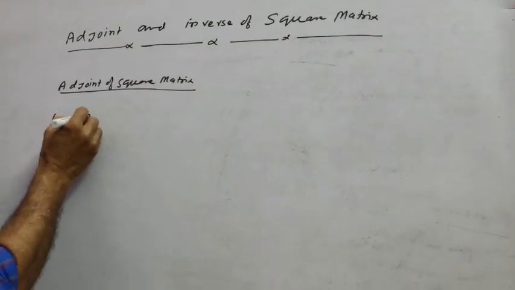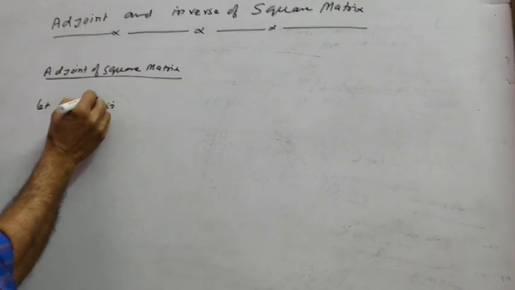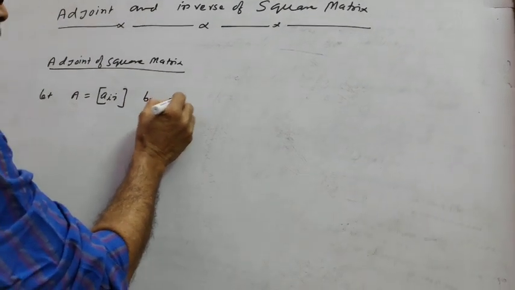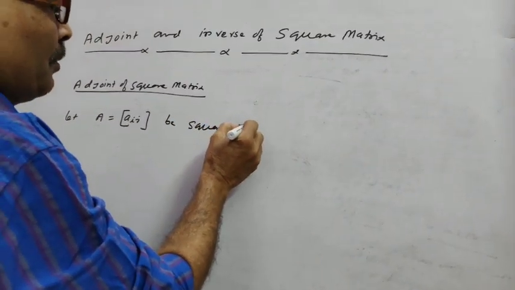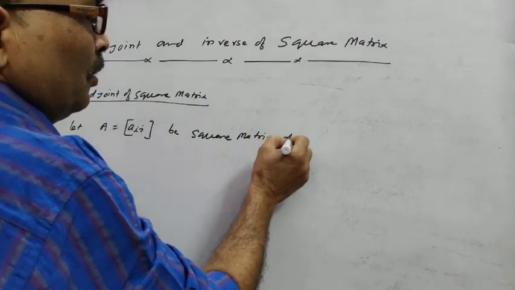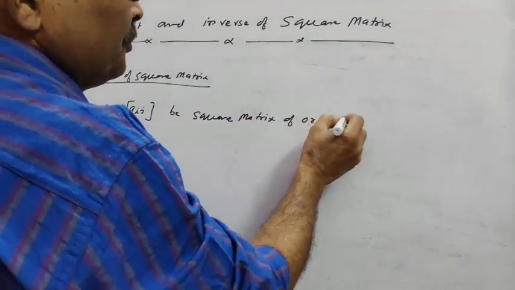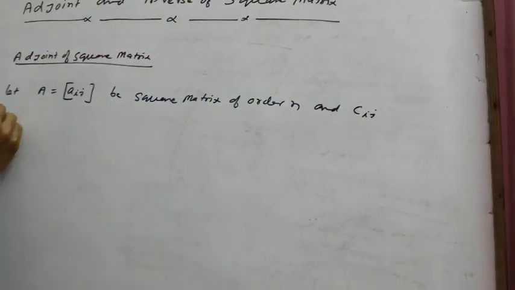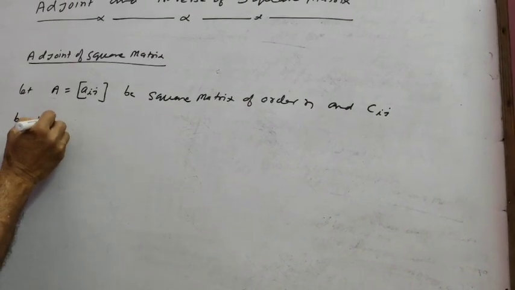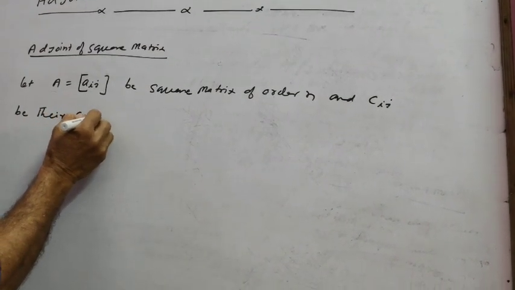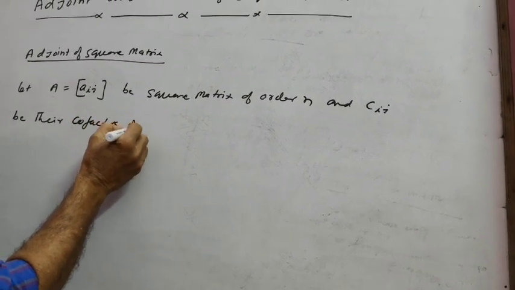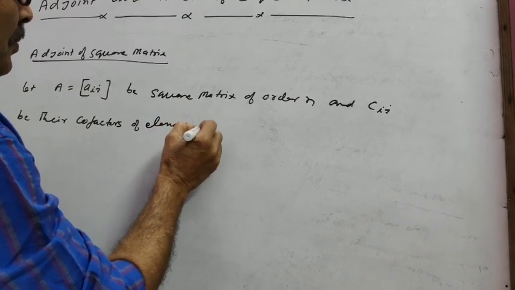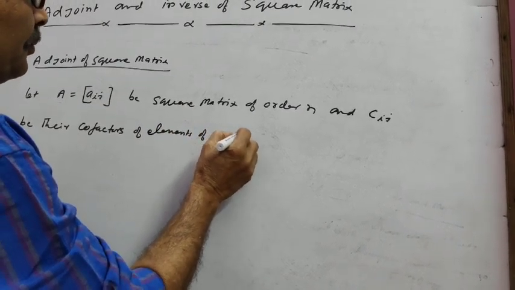Let A equals Aij be a square matrix of order n, and Cij be the cofactors of the elements of matrix A.